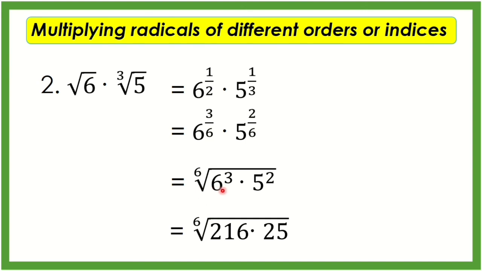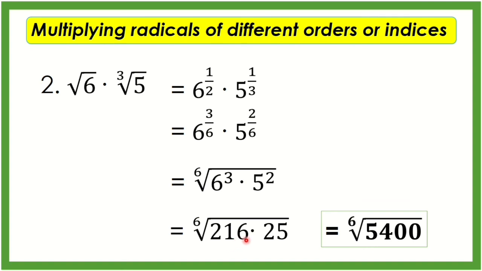And then, evaluate natin, 6 cube is equal to 216. 6 times 6, 36. 36 times 6 is 216. 5 squared is 25. Then, multiply natin. Ang 216 times 25 ay equal sa 5,400. Therefore, our answer is 6th root of 5,400.